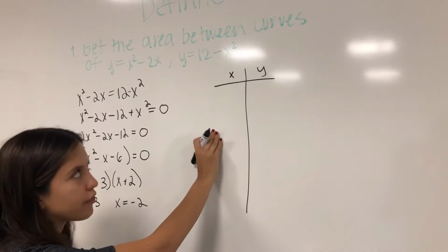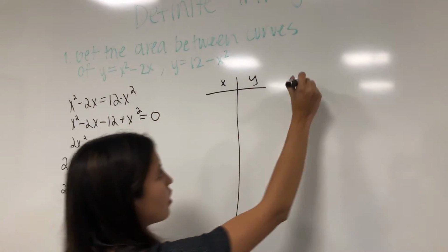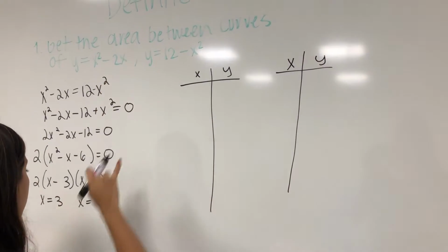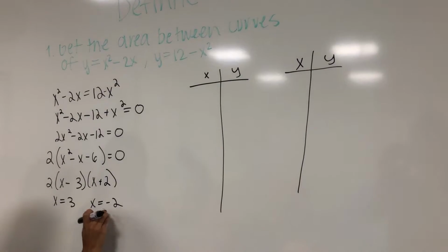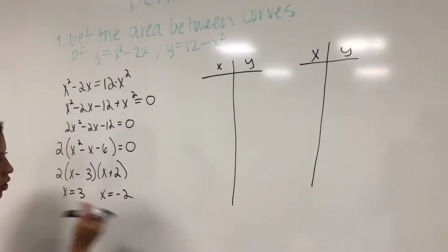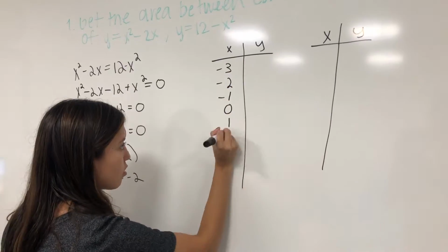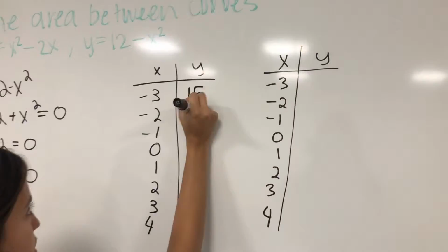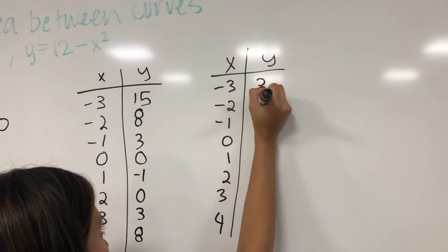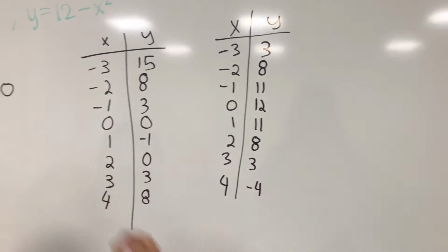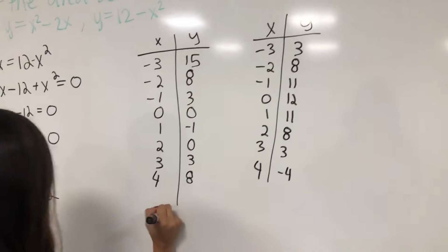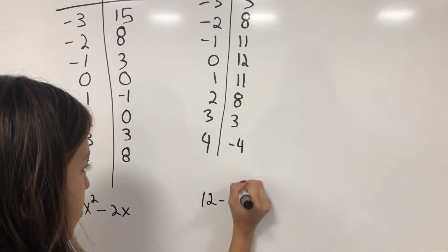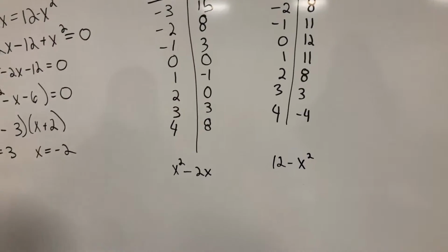So now you have to make a table of values of both graphs, so you can graph it. So for this one, you will use the two intercepts, but with -1 and +1 of a number, so you can graph it completely. This one is x squared minus 2x, and this one is 12 minus x squared. Okay, so now you can graph.